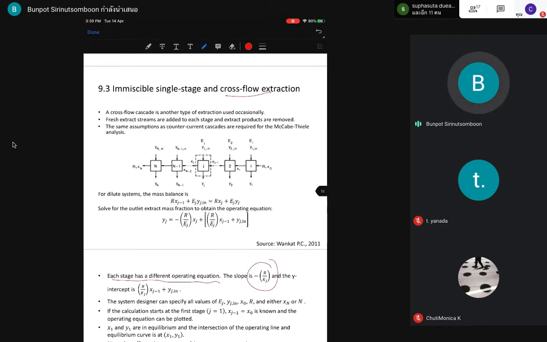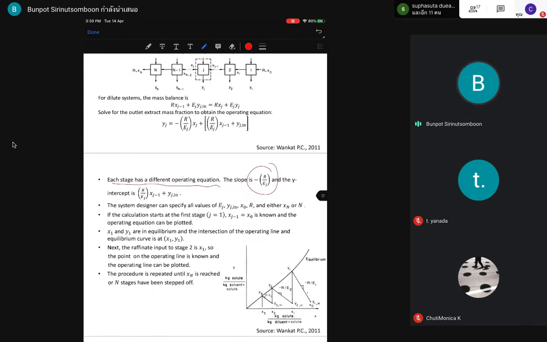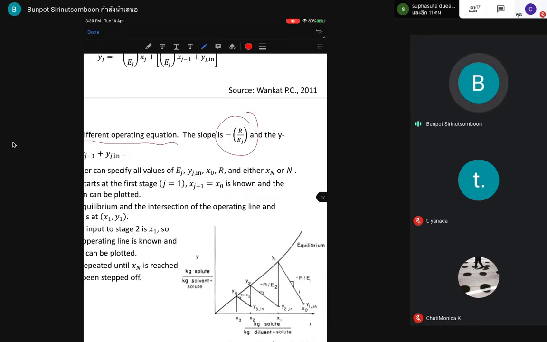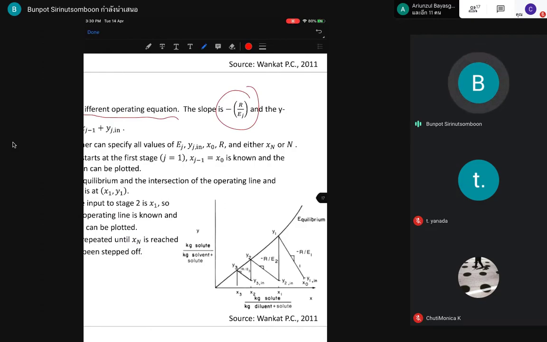So yeah, this is how the graph's gonna look. Say in this example here, I think they have 3 stages. Yeah, three operating lines, one for each stage, and three slopes, one for each stage.